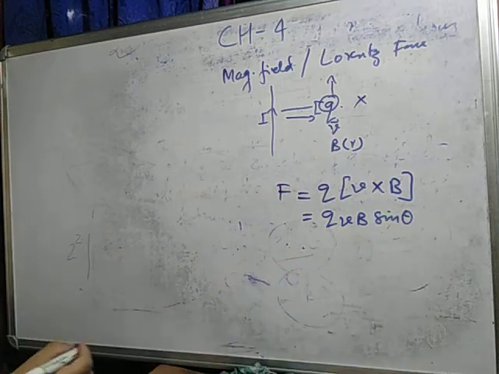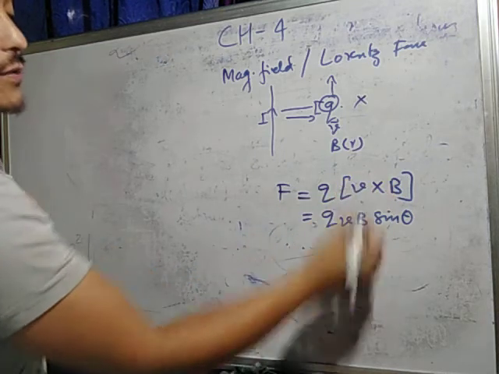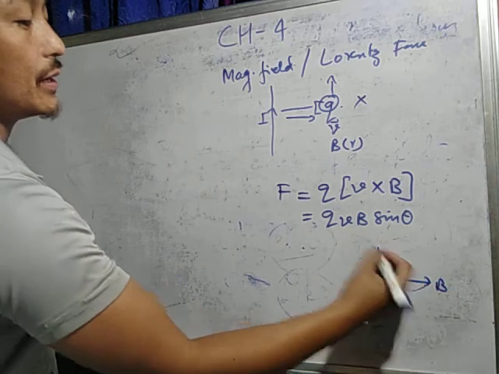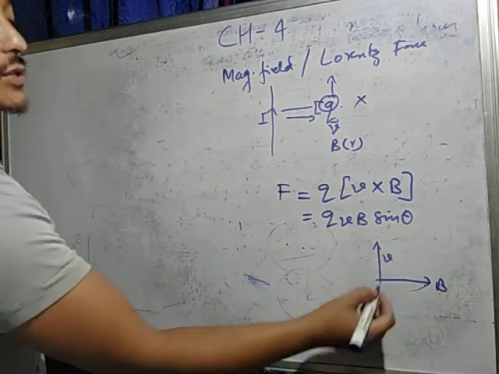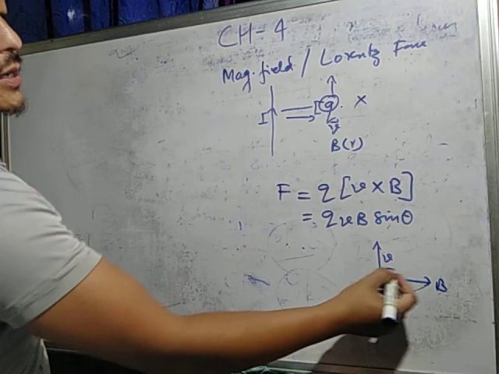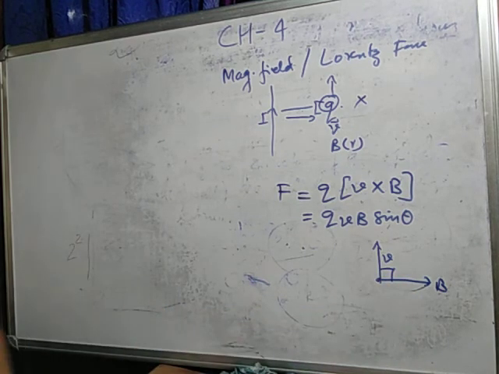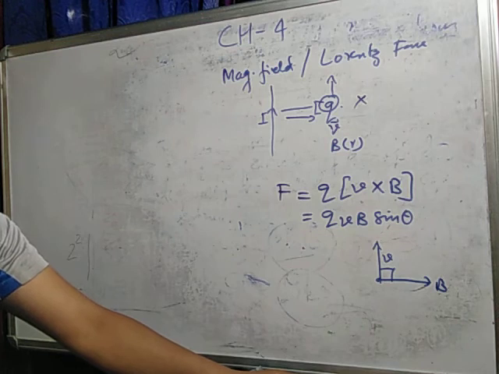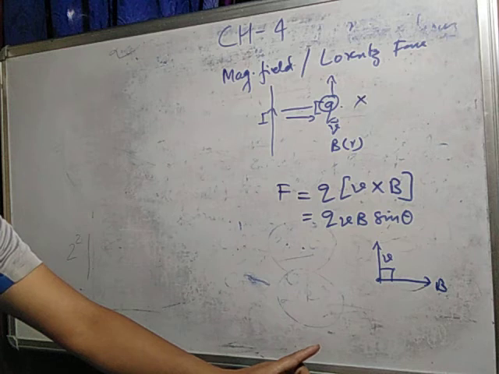Okay, why sine theta? This is the angle between V and B. This is your B and this is the velocity of the charge Q. So this should be 90 degrees. So sine 90 is how much? Sine 90 is your 1, okay. Cos 0 is how much?